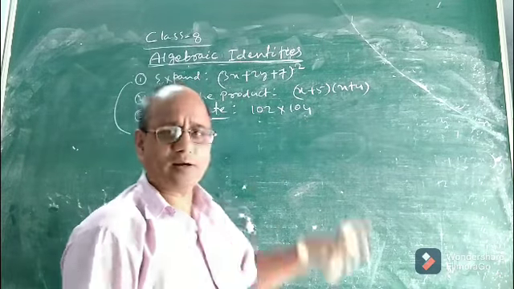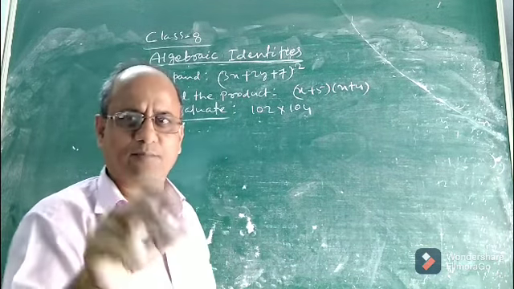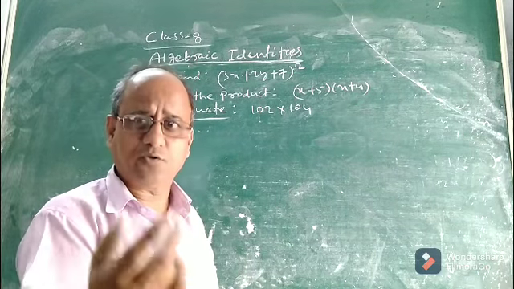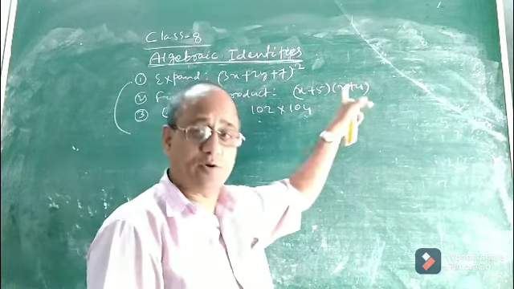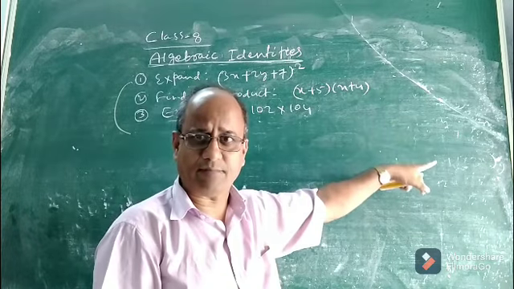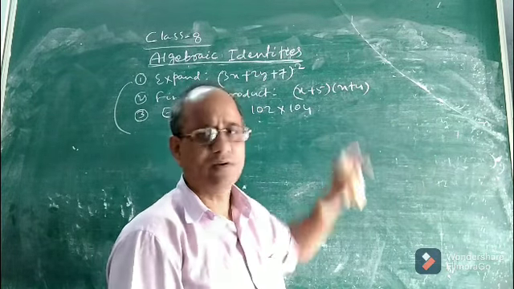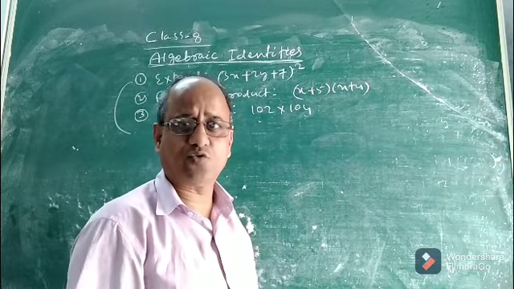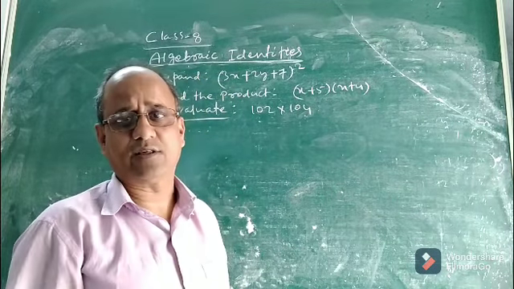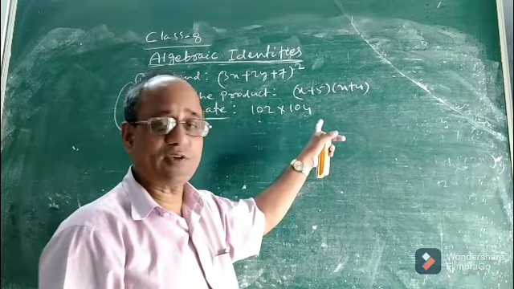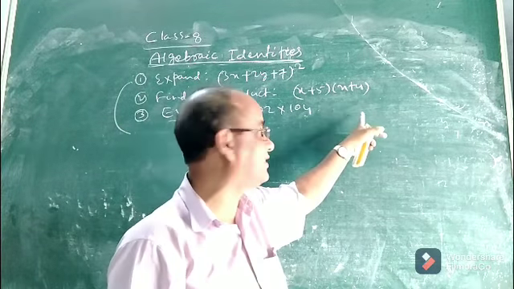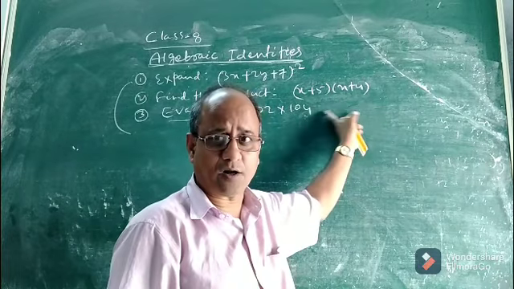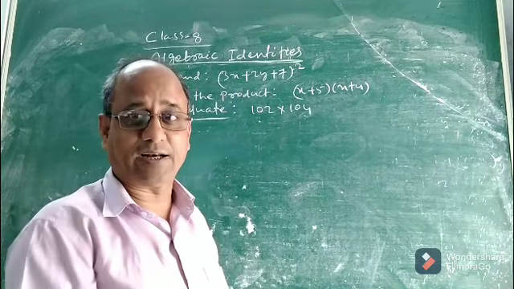The product you can easily find by simply multiplying. But if you do it that way it will take more time. If you use an identity it will be good and time saving. Now, in order to find the product of these two binomials, the question is: this product of two binomials is in the form of which identity?